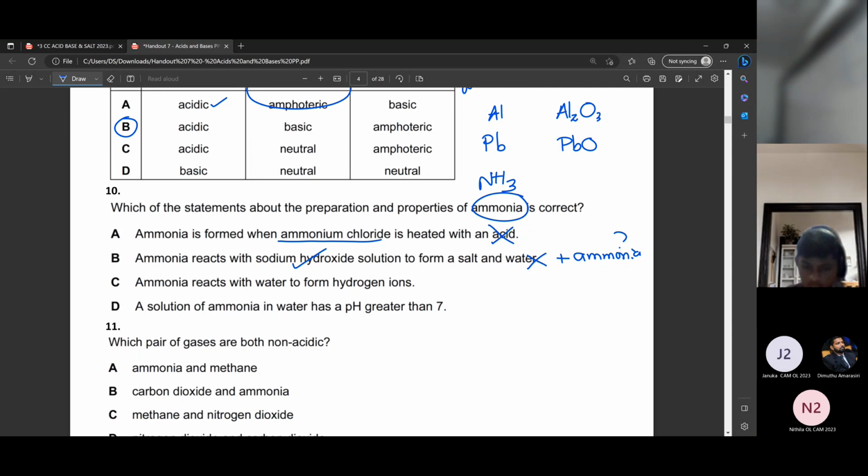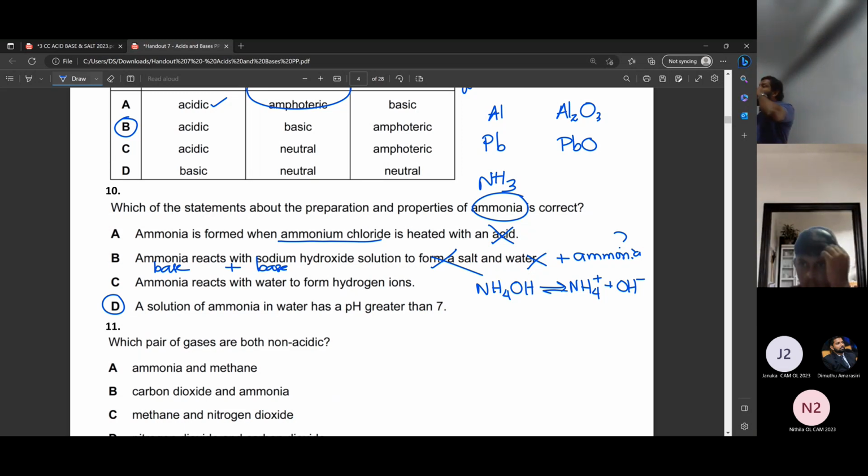Otherwise, no, this is a different story. I'm sorry. Ammonia is a base, and this is also a base. No, ammonia is not a salt. Base and base won't react anyway. It's wrong. Ammonia reacts with water to form hydrogen ions? No. It gives you ammonium ions and hydroxide ions. Ammonia is a base. A solution of ammonia in water has a pH greater than 7. This is the answer. Listen to me.